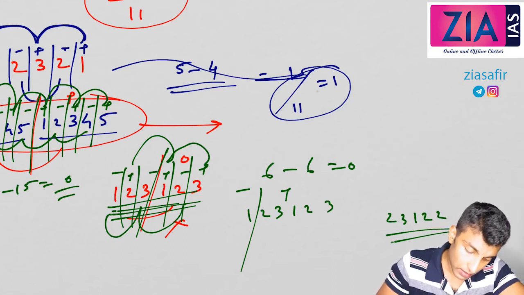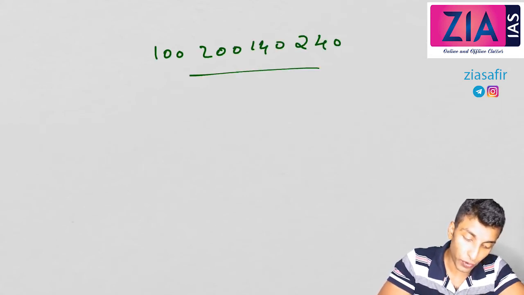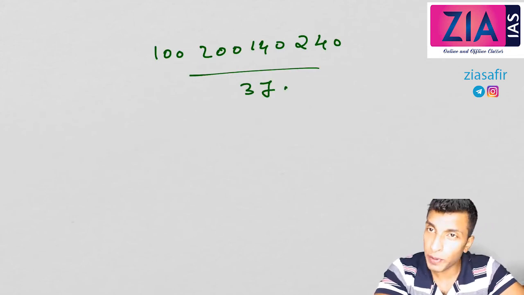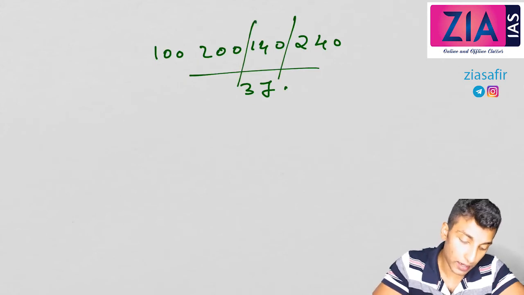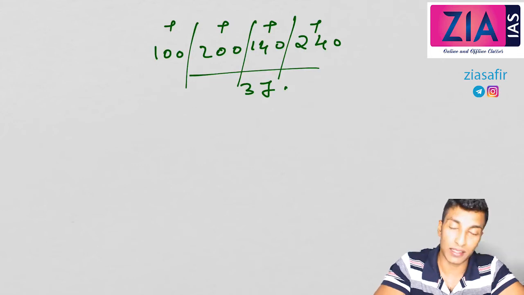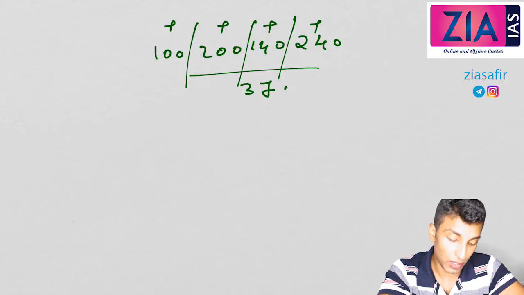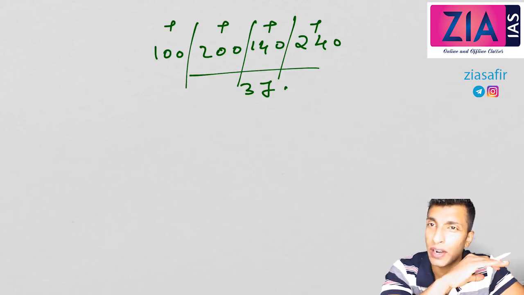Okay. Now in case of 37, let's suppose 100, 200, 140, 240 divided by 37. What you need to do is group into triplets from the rightmost side like this. You can group this. So plus, plus, plus, plus. You are not going to put minus alternately. Okay, because the reason is actually 1000 divided by 37, remainder is 1.